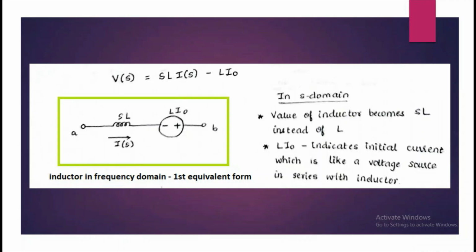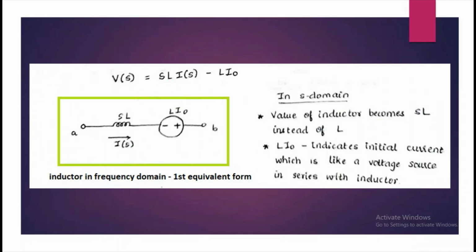So using this equation, let's draw an equivalent circuit. The voltage between the points A and B is V(s), and the current flowing is I(s). The inductor value in the S domain becomes sL, like what we have got in the equation here.